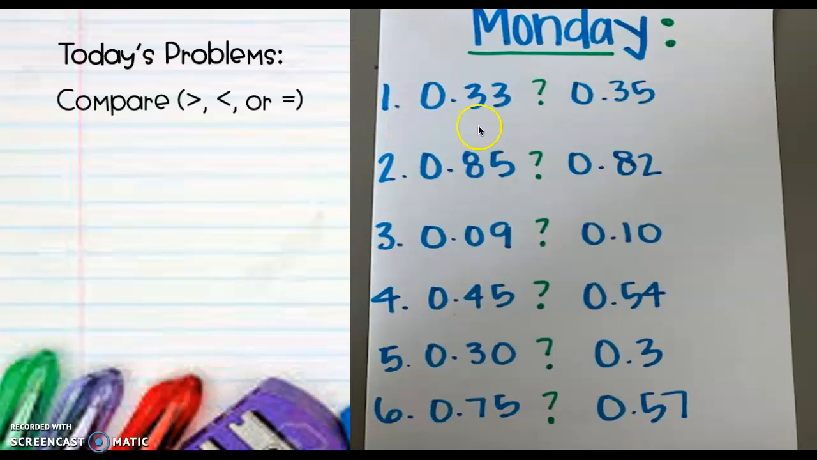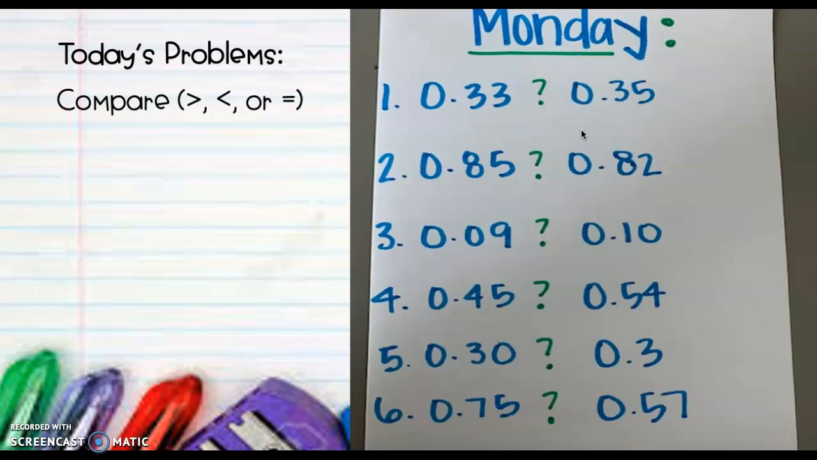You have two options. You can write the entire thing and put the symbol in between, or if you don't want to do that, you can just number your paper 1 through 6 and just put the answer. So where the question mark is, you could write greater than, less than, or equal to. You can write the whole thing, or you can just give me what the question mark would be. I'm not going to be particular about it. Whatever is going to work for you, as long as I can clearly see your answer.